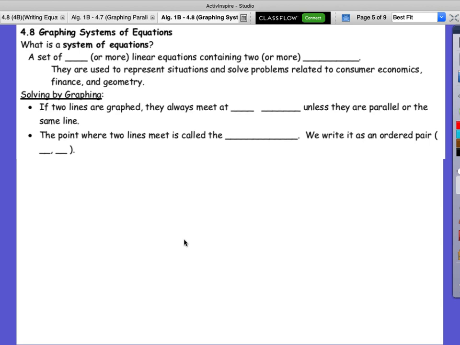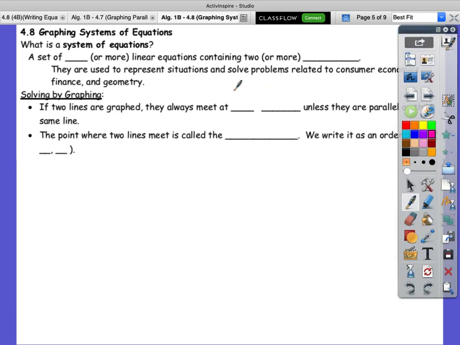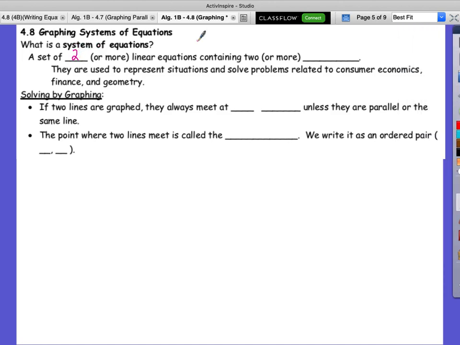So we have a system of equations, okay? What is a system of equations? A system means there's some organization to something, okay? Now, this is going to be a set of two or more linear equations. So sometimes you can get up to 3, 4, 5 equations. We won't deal with any more than 2 in this class, okay? But it's a set of 2 or more linear equations containing 2 or more variables.